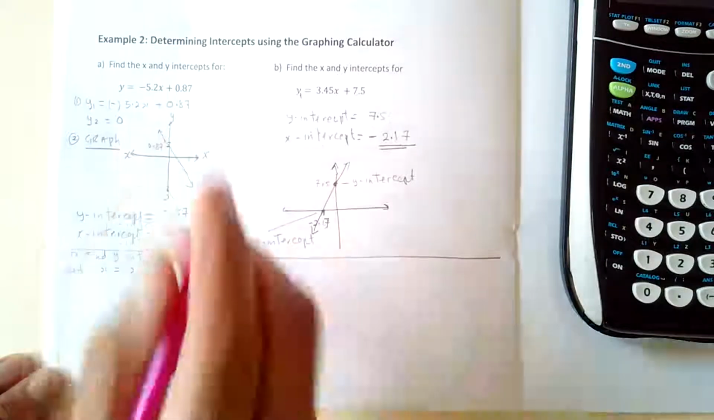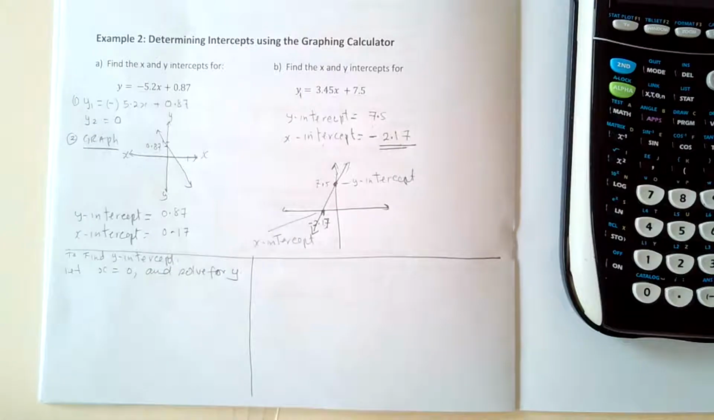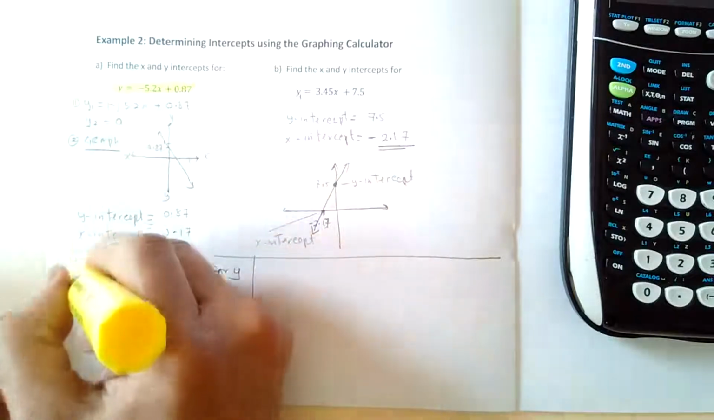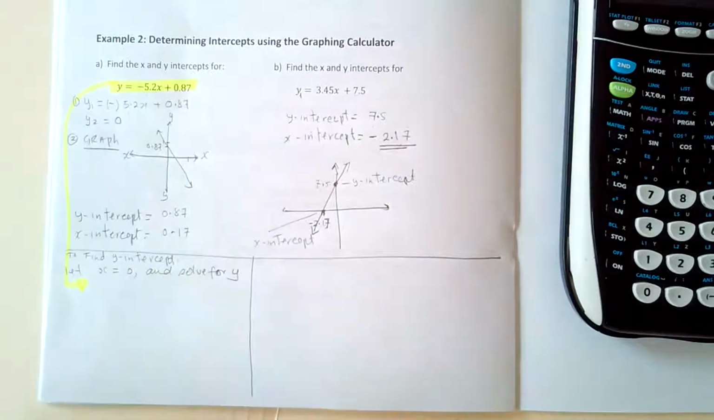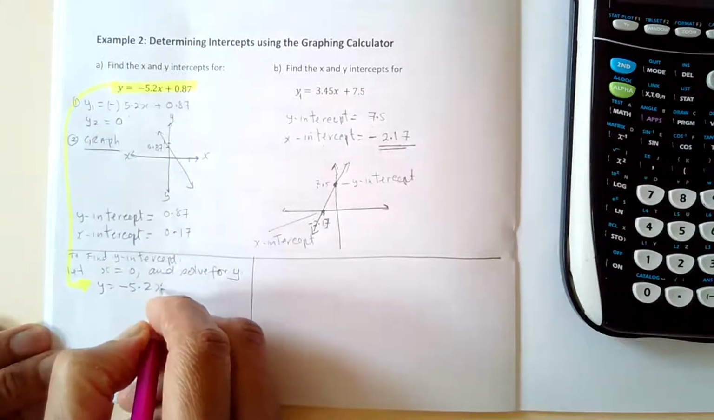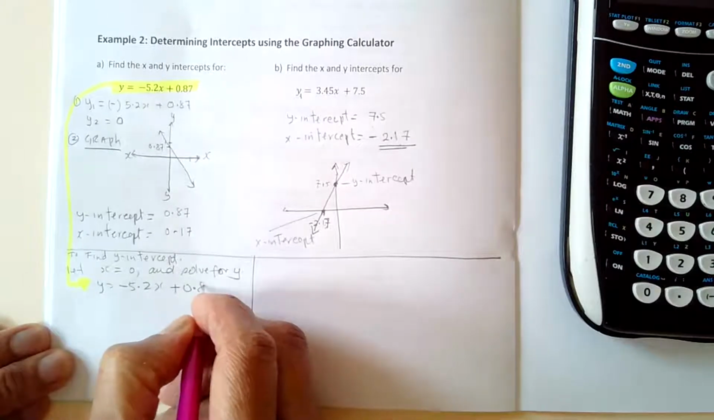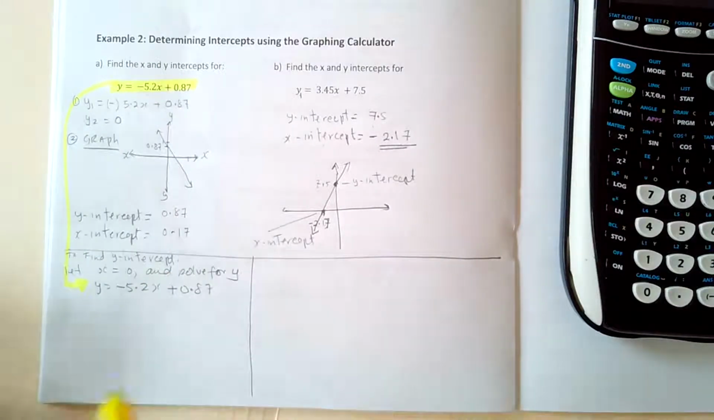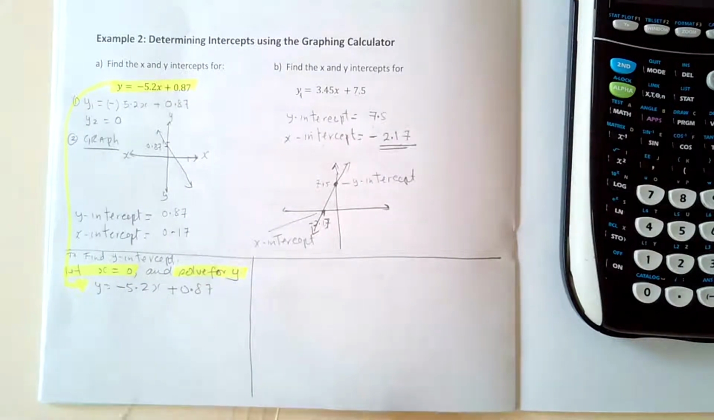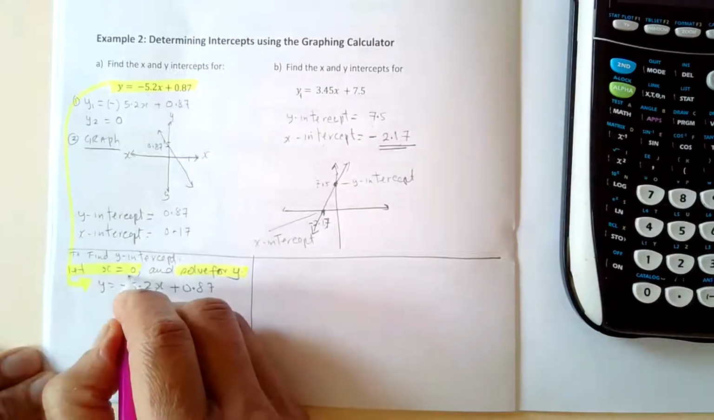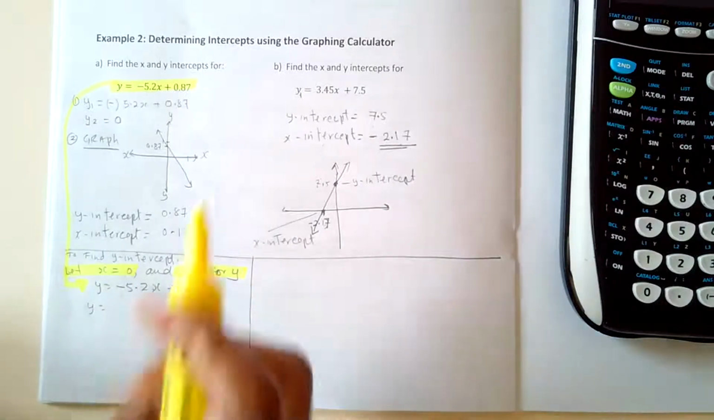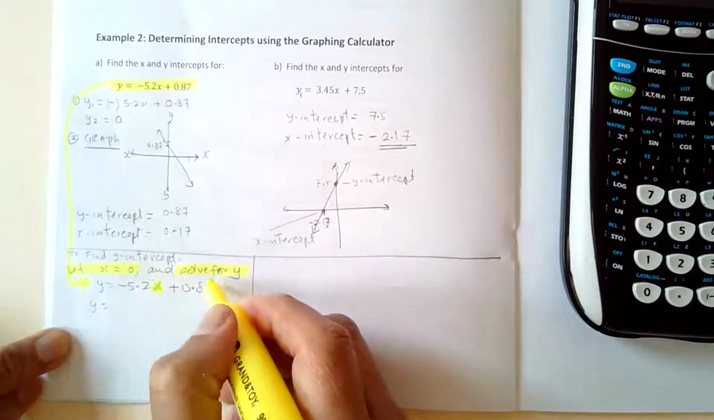So I take my y equals equation here. Y is equal to negative 5.2x plus 0.87. So let x be 0 and solve for y. I'll replace the value for x here with 0. So that'd be y is equal to, so here's my x value here. I'm going to replace that with 0.